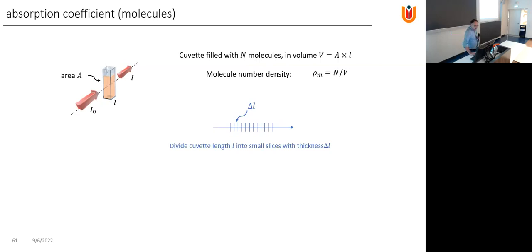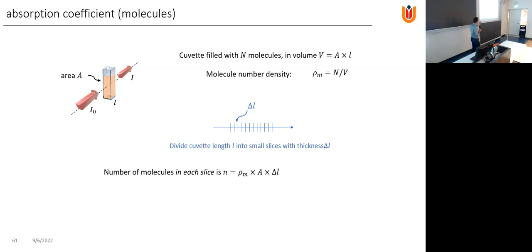Okay. So now we have this cuvette filled with molecules. The cuvette still has the volume V, and there is still a number density rho of molecules inside the cuvette. And the light intensity goes in a straight line through the cuvette. So now let's divide the length of the cuvette into small segments that each have a thickness delta. Then the number of molecules in each slice of the cuvette.